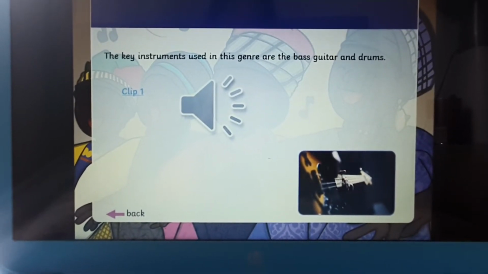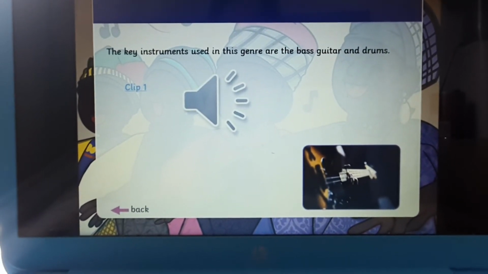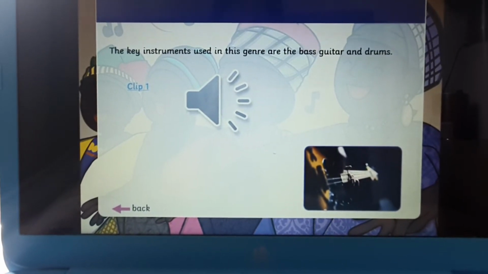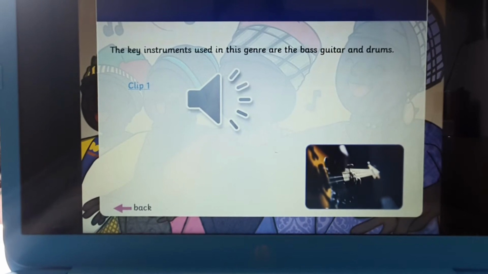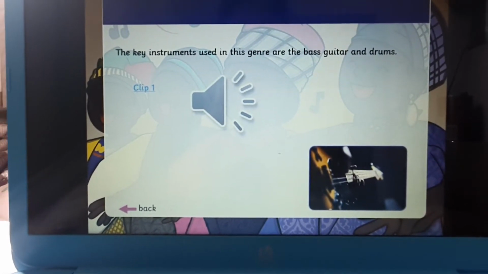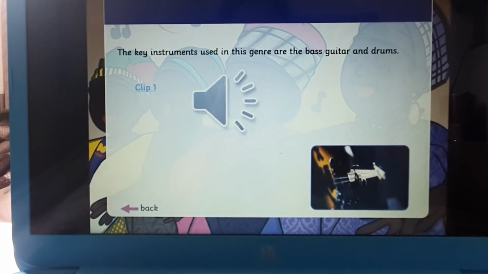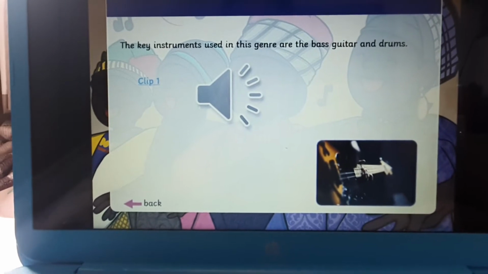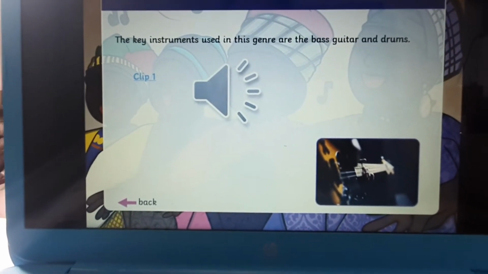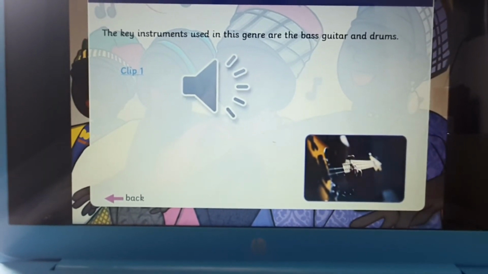So for this style of music, the key instruments used in this genre are the bass guitar and drums. So write down your answer for clip one. Which country does this music originate from? And can you remember the name of the style?